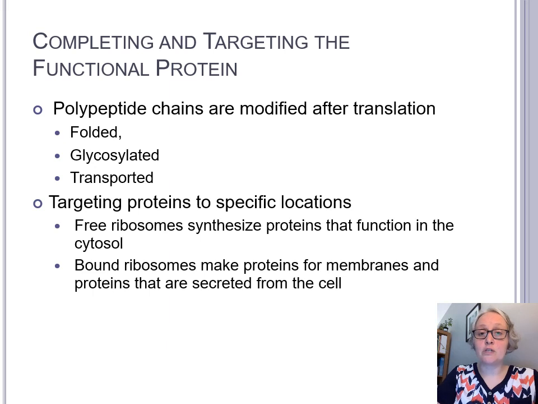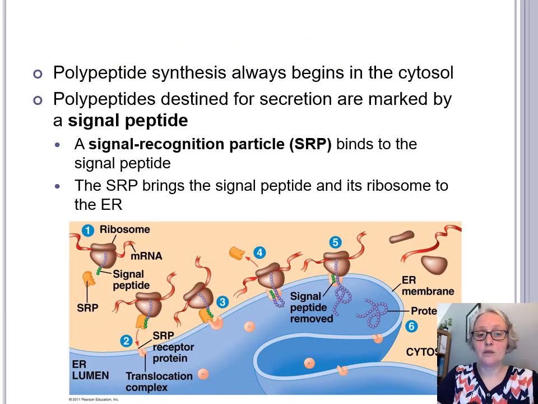Remember, we have two different types of ribosomes. One ribosome is called a free ribosome. Those are the ones that are just floating around the cytosol. And then we have bound ribosomes that are stuck on the surface of our rough ER. If you are a free ribosome, floating around in the cytoplasm, you are going to make proteins that are also going to be floating around in the cytosol. If you are a bound ribosome, you are going to make proteins that are going to be embedded in membranes or that might be secreted from the cell.